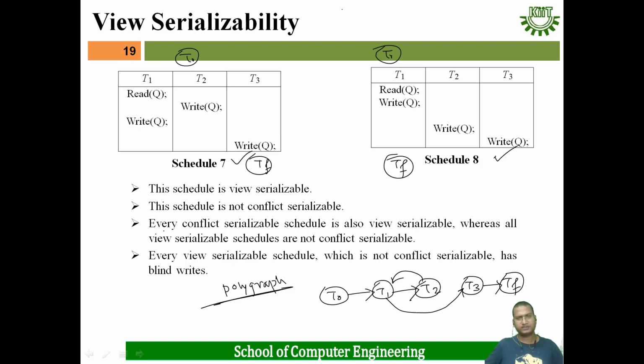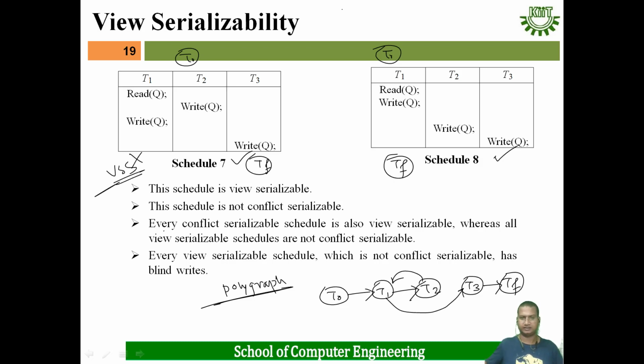In a polygraph, if a cycle is present, then that is not a view serializable schedule. That means this schedule number 7 is not a view serializable schedule.